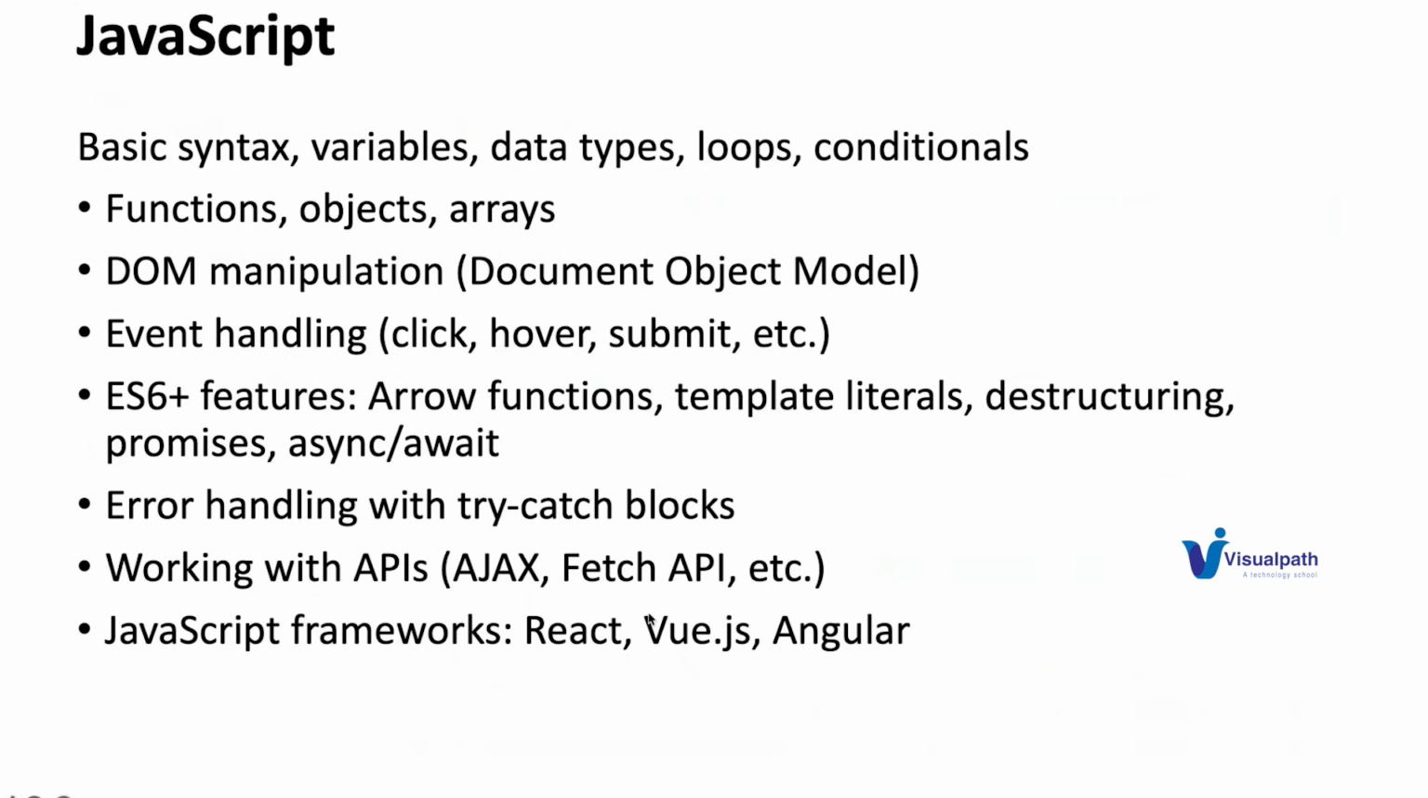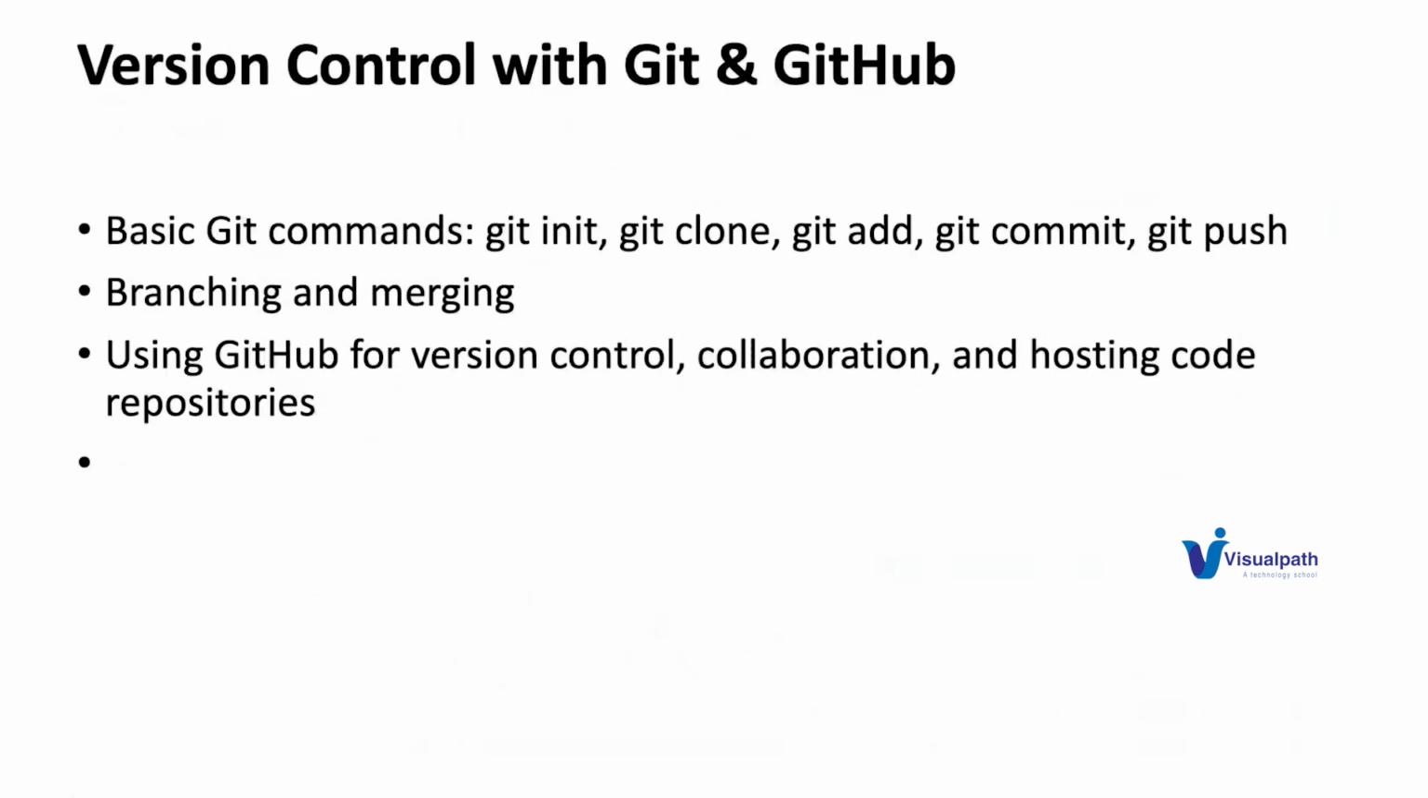Then I said version control, Git and GitHub. We will be learning basic Git commands. Once we have our code, how do you pull the code? How do you add the code to a Git commit? How do you push code? How do you branch it? How do you merge when there are multiple people and push it to the main branch?